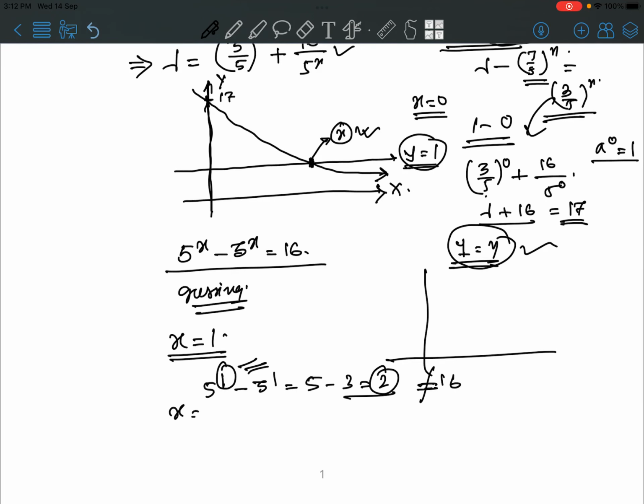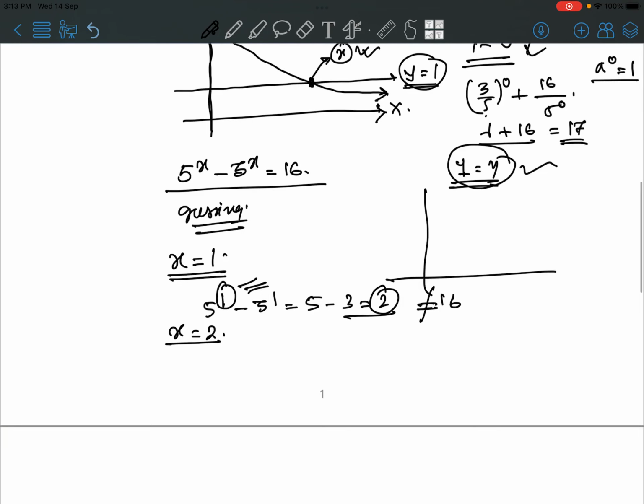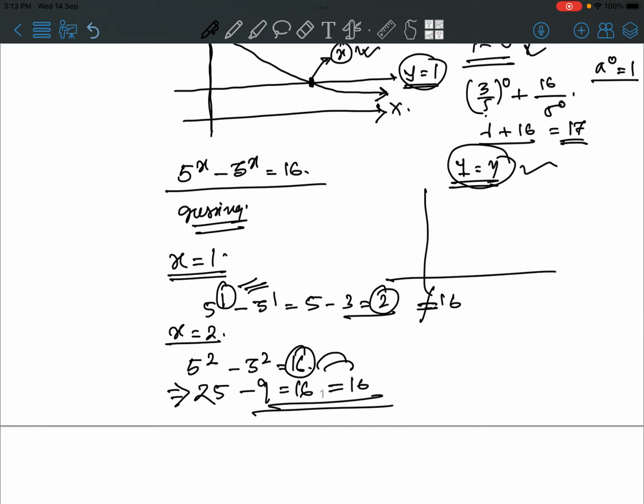Now we are going to put x equals 2. Now what are we going to get? 5 squared minus 3 squared equals 16. So 5 squared equals 25, 3 squared equals 9, so that equals 16. The right hand side we have 16, so 16 equals 16. So now what is the answer for x? The final answer is x equals 2.